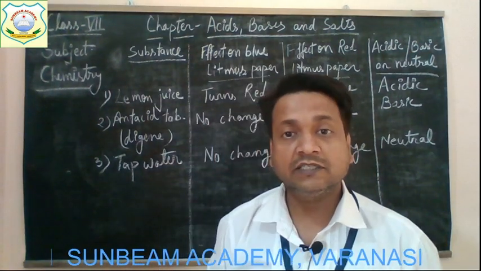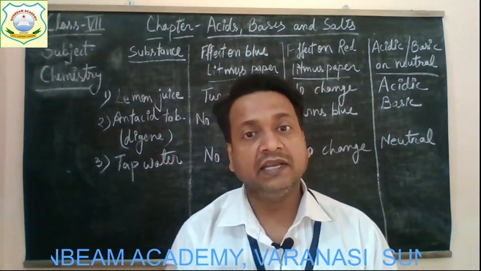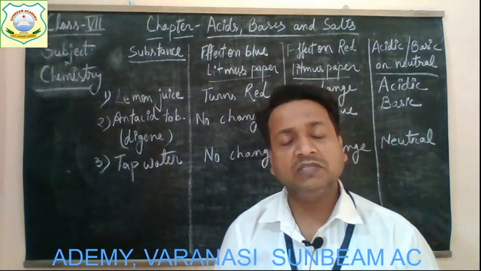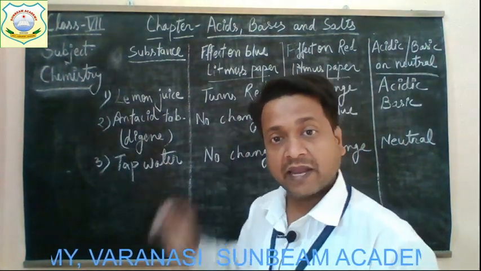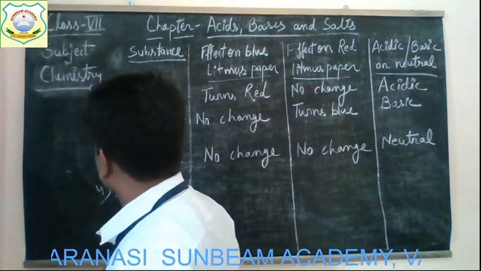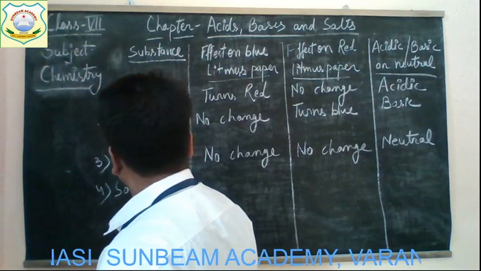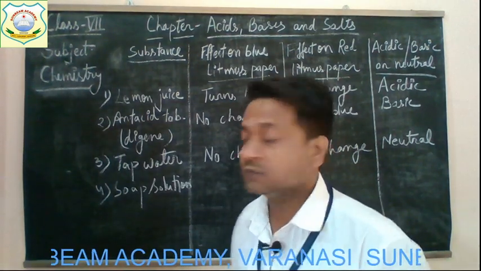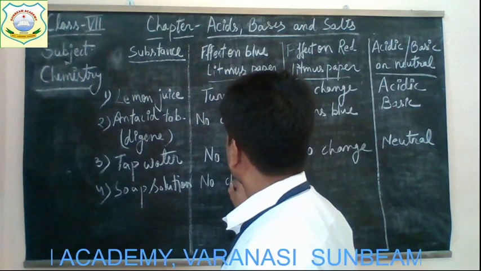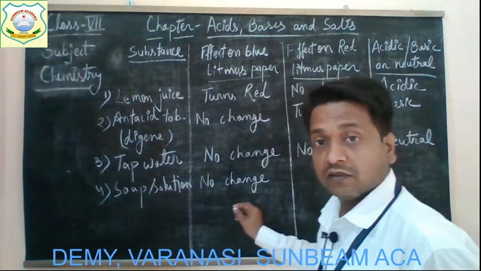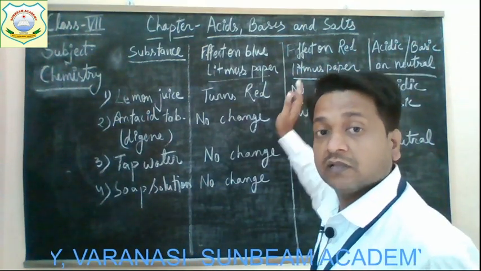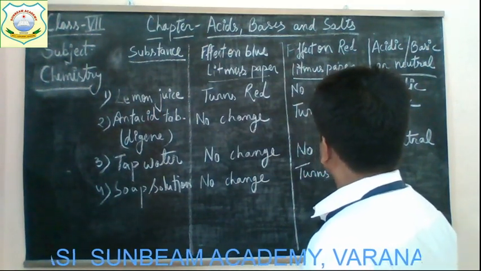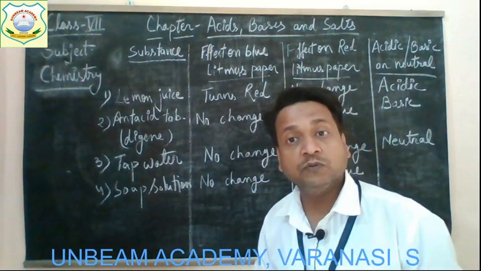Now the fourth substance, I'm going to take soap solution. Take a little amount of soap, dissolve it in water to prepare the soap solution, and then put a drop of this soap solution one by one on blue litmus paper and red litmus paper. When we put this soap solution on blue litmus paper, no change is observed. Whereas when we put the drop on red litmus paper, the red litmus paper turns, yes, blue. So this indicates that the nature of soap solution is basic.